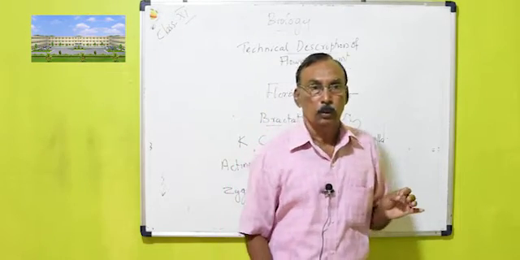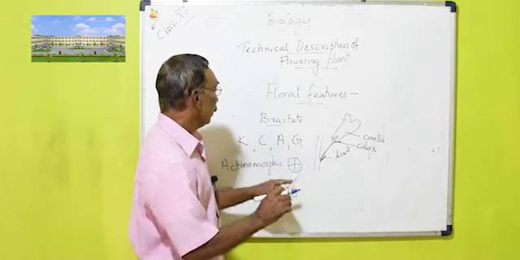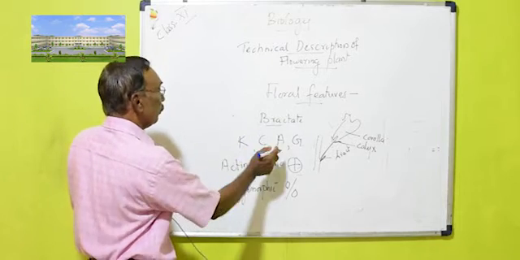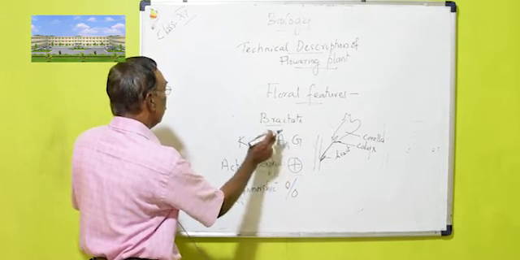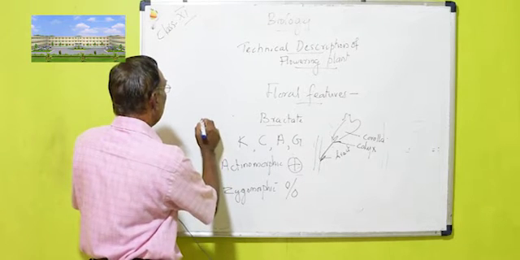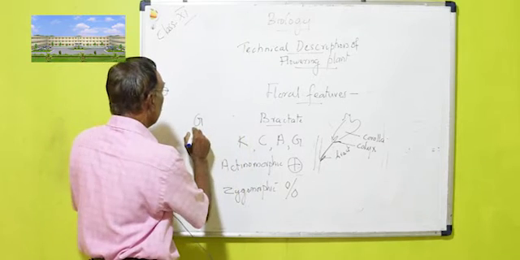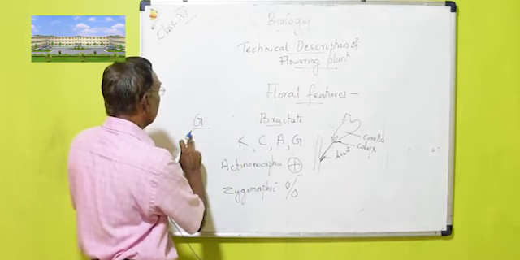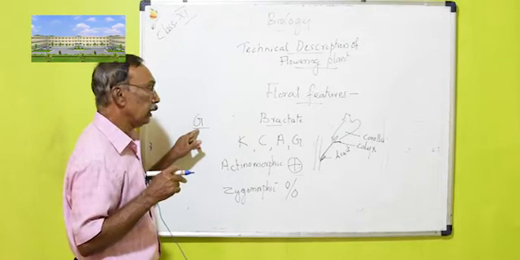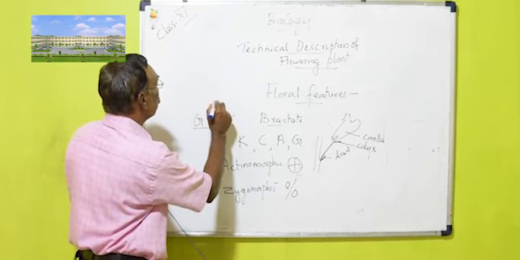Then ovary. We are using the word ovary, that is the gynoecium, we are using G. And there are three different types of gynoecium: hypogynous, epigynous, and perigynous. For hypogynous, this is G. If the ovary is above all the other floral parts, it is hypogynous. Write G, and under it you draw a line. This is hypogynous. Perigynous, just opposite.